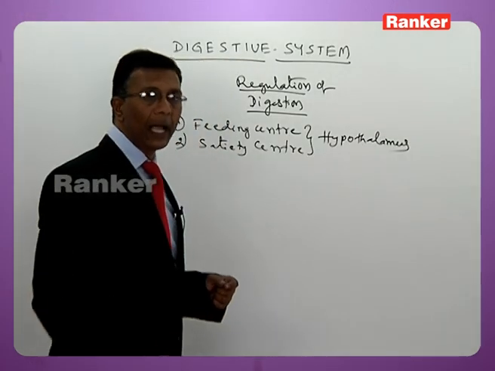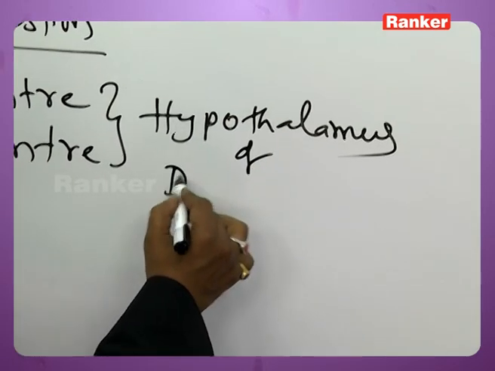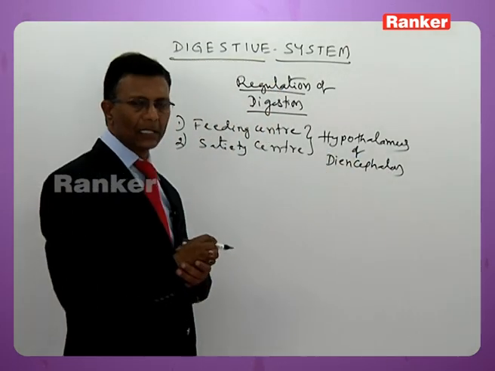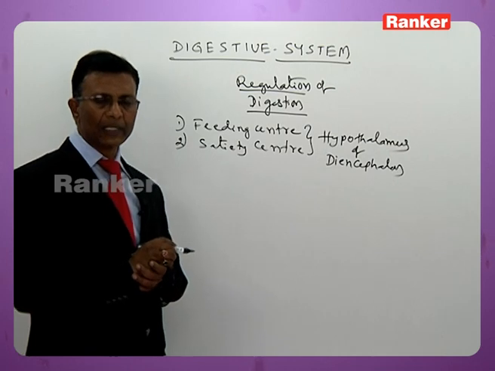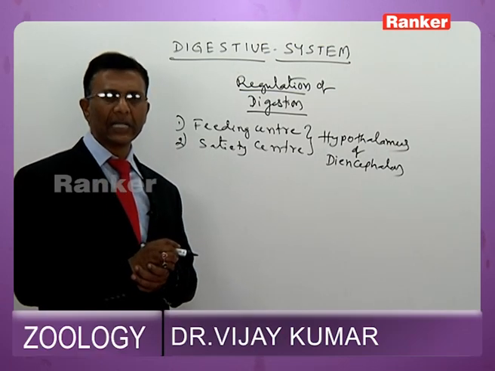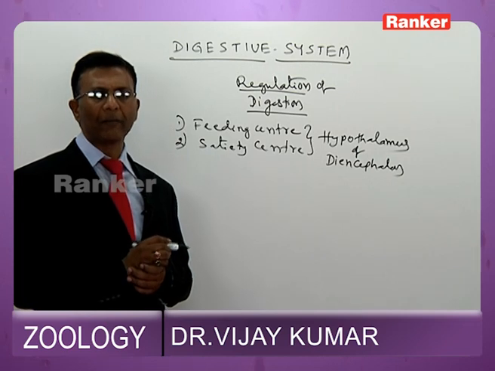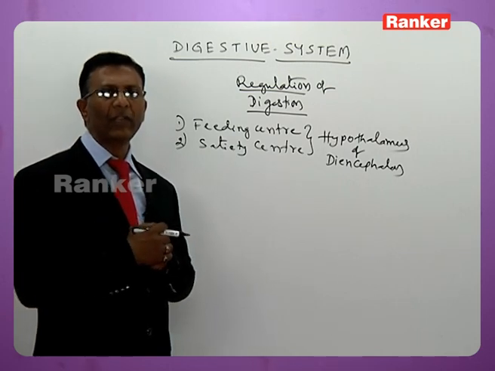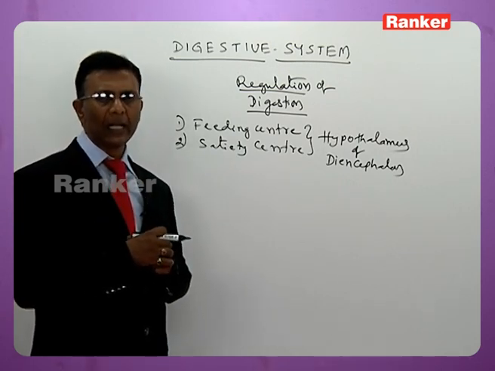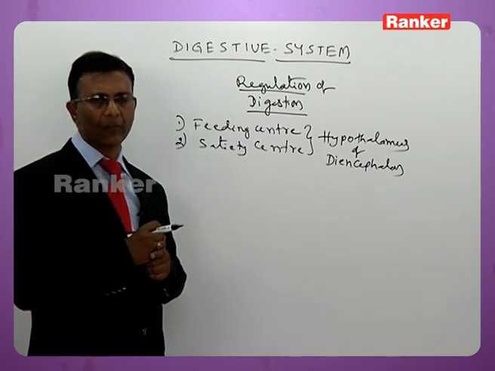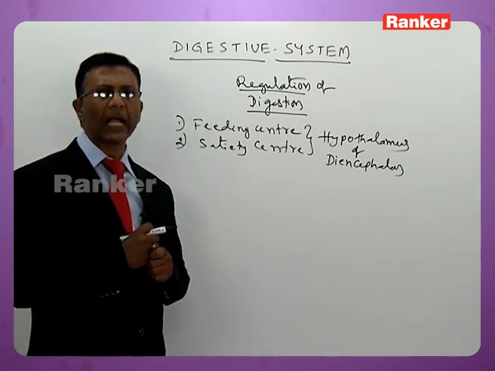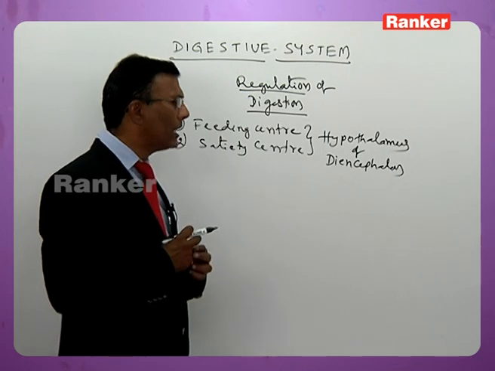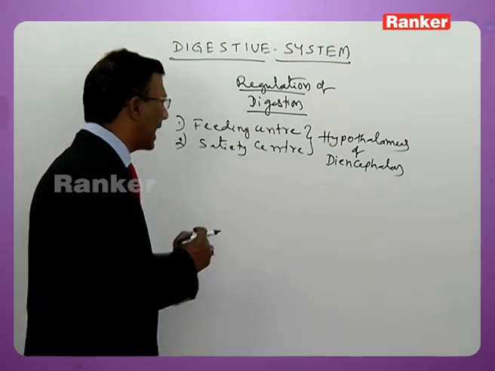Both of them are embedded in the hypothalamus of the diencephalon, and they are responsible for initiating an urge to eat food and suppression of that urge. Whenever the feeding center is activated, the person feels hungry and feels like taking food. Once he takes a sufficient amount of food, that hunger gets suppressed due to the activity of the satiety center.